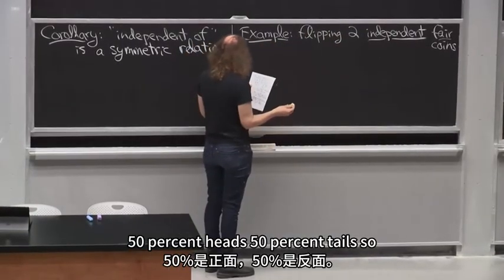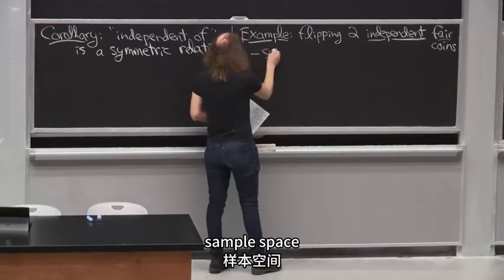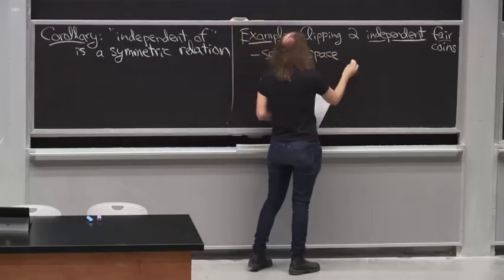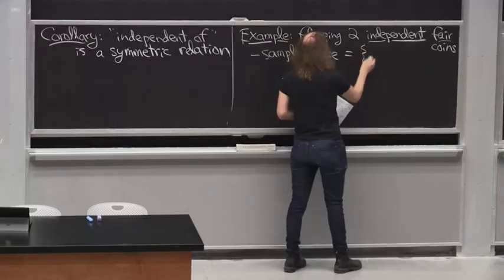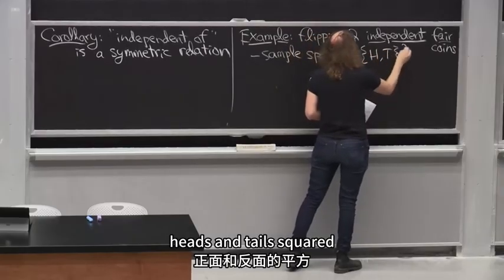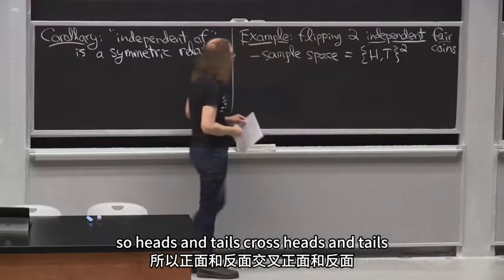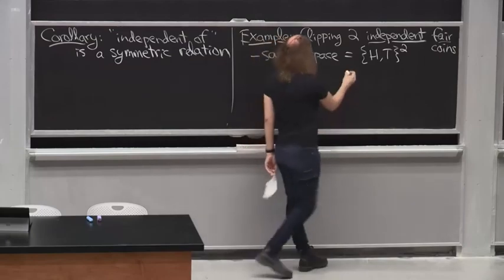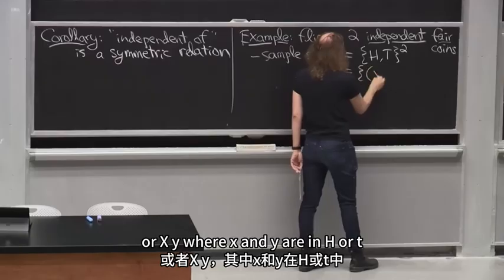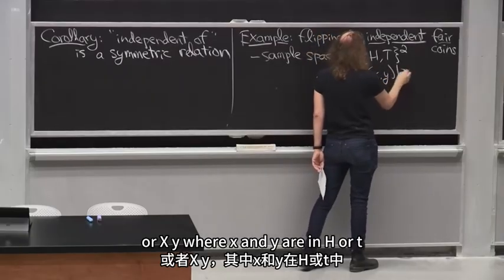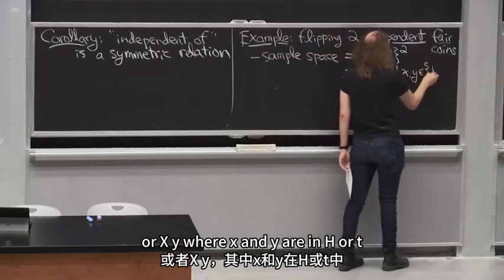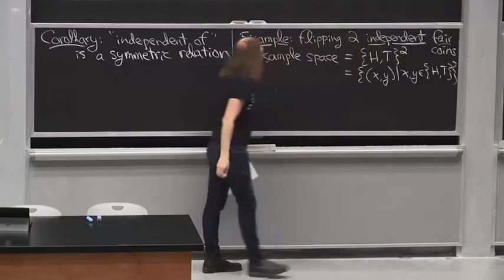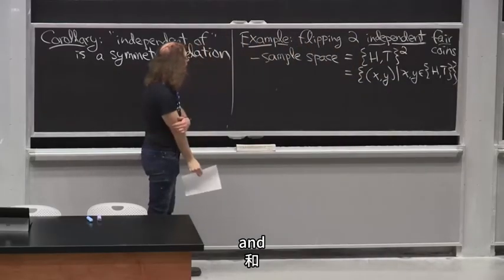So the sample space is heads and tails squared. So heads and tails cross heads and tails. The set of pairs, or x, y, where x and y are in H or T. I forget whether we've squared sets before, but that's the meaning. It's just like the cross product of two of them.